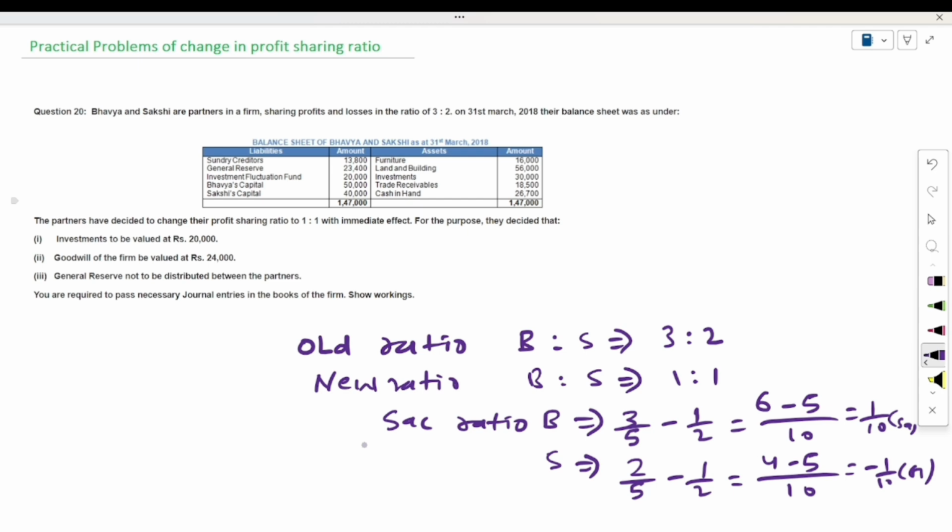First of all, we have to make the entry for the investment. The market value of the investment is 20,000. And what was the book value of the investment? The book value was 30,000. It means the market value is 10,000 less than the book value. How much reserve had you created there? Your reserve was 20,000. It means 10,000 will be adjusted from the reserve.